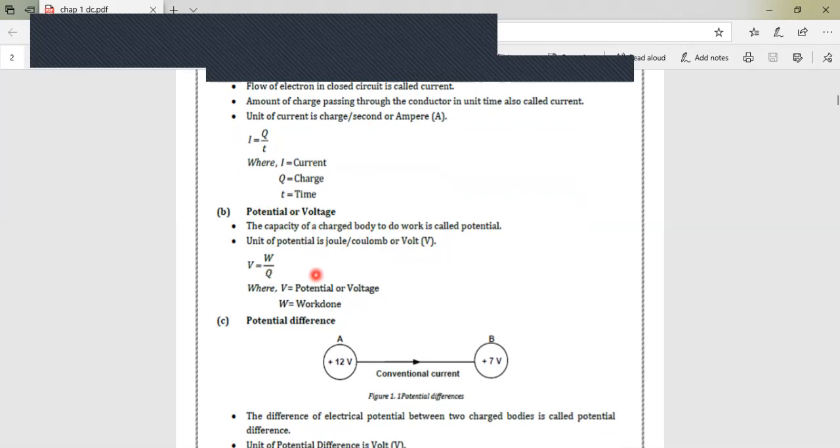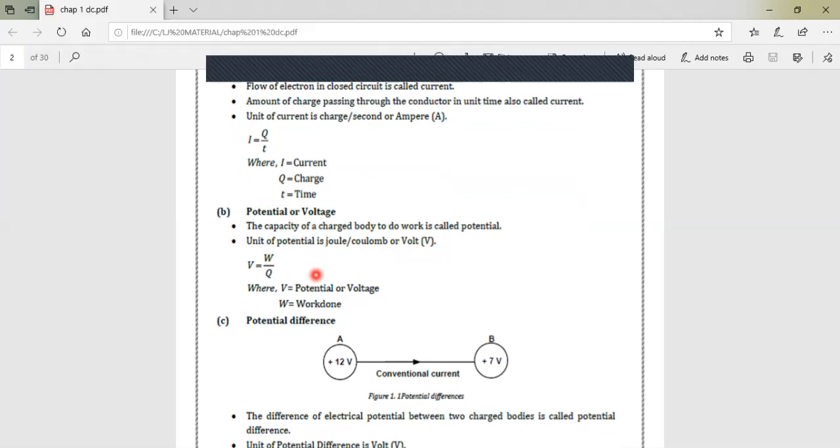Also, we can define potential as the work done to move a unit positive charge from some distance in the electric field of another charge. So basically, potential is also known as voltage, and the unit of both is volt.